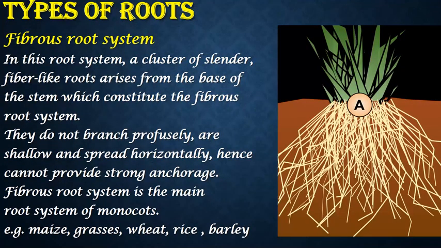Fibrous root system. In this root system, a cluster of slender fiber-like roots arises from the base of the stem which constitute the fibrous root system. They do not branch profusely, are shallow and spread horizontally, hence cannot provide as strong anchorage as the taproots. Fibrous root system is the main root system of monocot plants. Examples are maize, grasses, wheat, paddy, barley, etc.